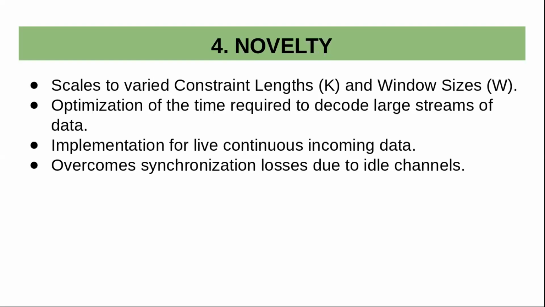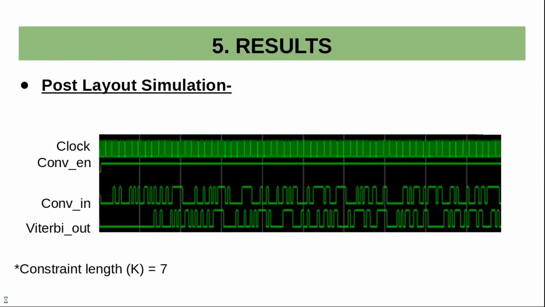And we have ensured that we overcome synchronization loss due to idle channel. So I would like to explain a little more about this. At the receiver, sometimes there is synchronization loss when there is no incoming data from the satellite. To avoid this, our convolution encoder inverts one of the bits of the encoded data so that the receiver never receives a continuous stream of zeros or ones.